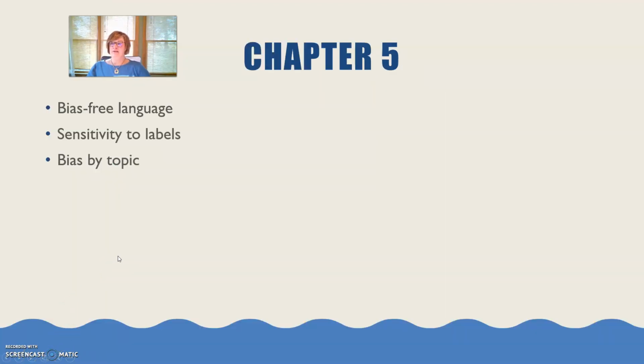Chapter 5 is important because it addresses bias-free language, and it addresses terms we use for individuals, such as their, he, she, those types of things, and being cautious and sensitive about some of those labels and how bias can be triggered by names that may be specifically female or specifically male. That's why we use initials. We never use full names when we're doing our reference list and such.